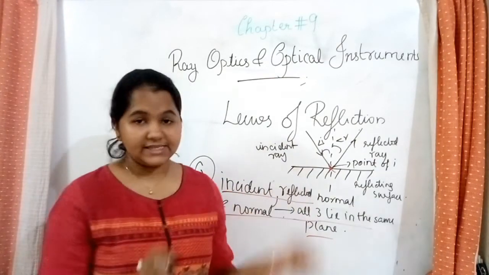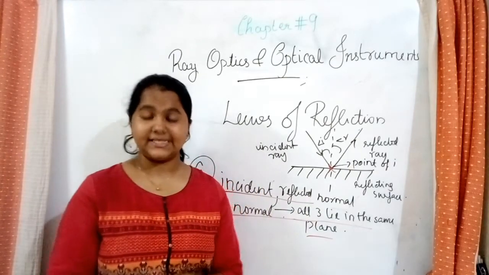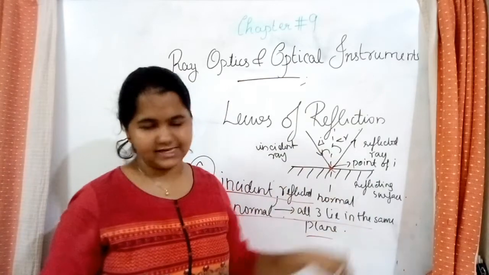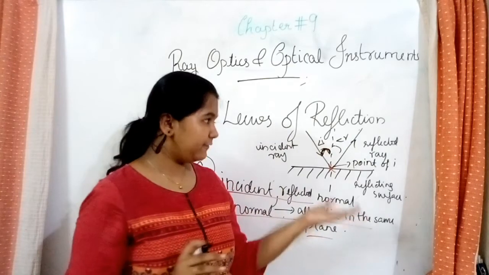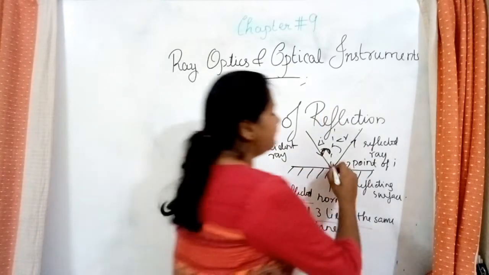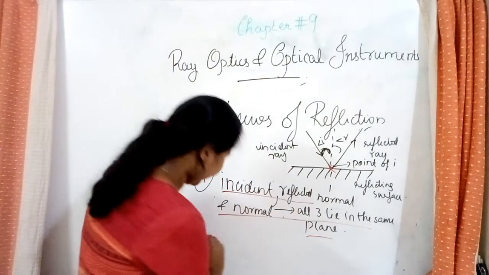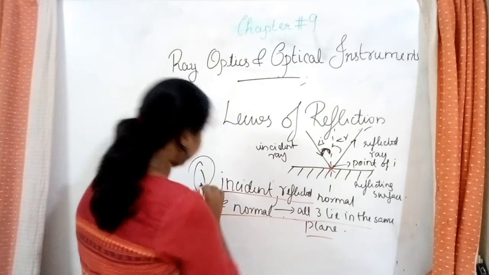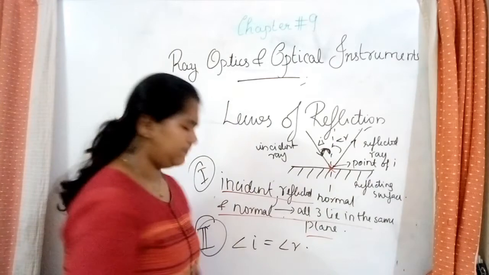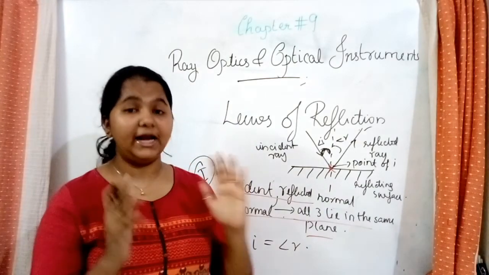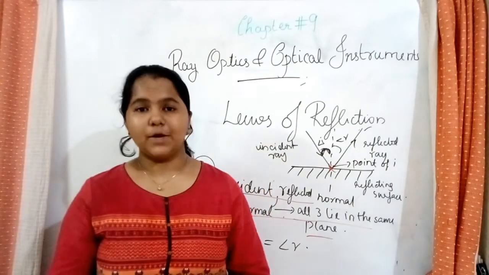The second law is that the angle of incidence is equal to the angle of reflection. What is the angle of incidence? That is the angle between the normal and the incident ray. What is the angle of reflection? That is the angle between the reflected ray and the normal. So the second law is that the angle of incidence is equal to the angle of reflection. This is always true. I told you that through observation only we have found these laws. So this is the talk about reflection.